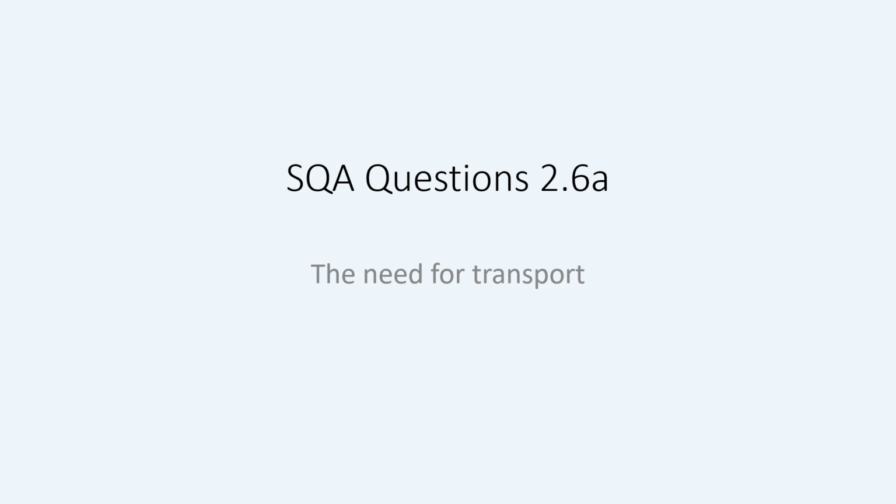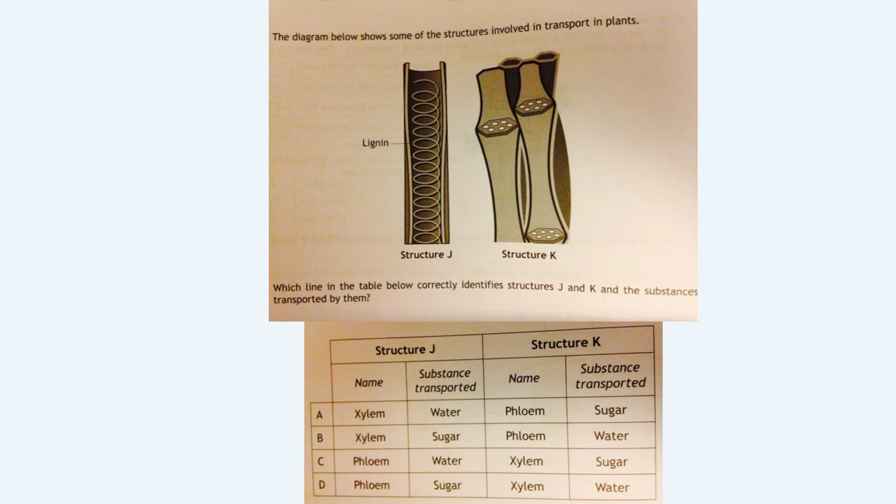Let's try to answer some SQA past paper questions. The first question says, the diagram below shows some of the structures involved in transport in plants. You've got structure J and structure K. Which line in the table below identifies correctly structure J and K and the substance transported by them?